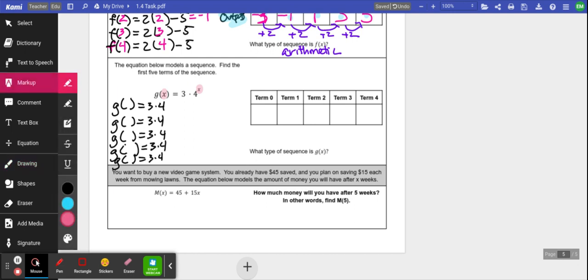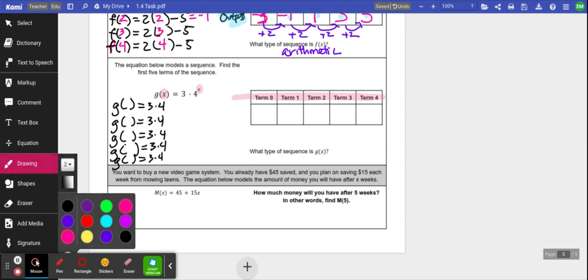So my inputs, again, are going to be my top row, which means my first input is a 0. So g of 0 equals 3 times 4 to the 0. When I type that into my calculator, that gets me a 3. I'm going to do g of 1 next. That's my next input. So g of 1 equals 3 times 4 to the 1 power. That's going to give me a 12. 2 is the next input. So g of 2 equals 3 times 4 squared. So that gets me 48.